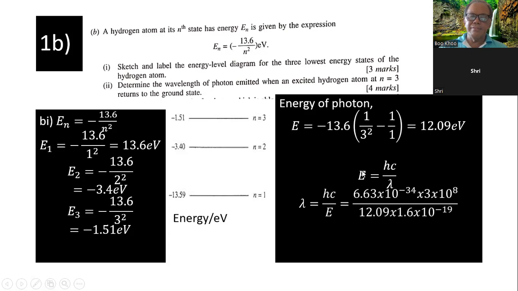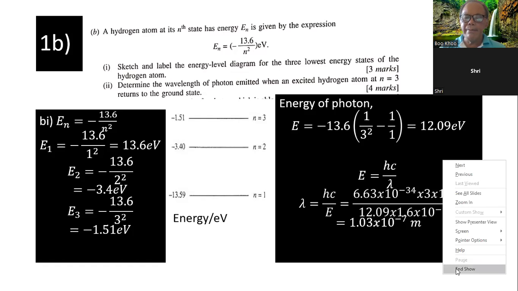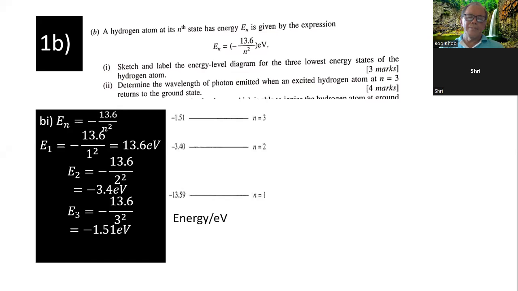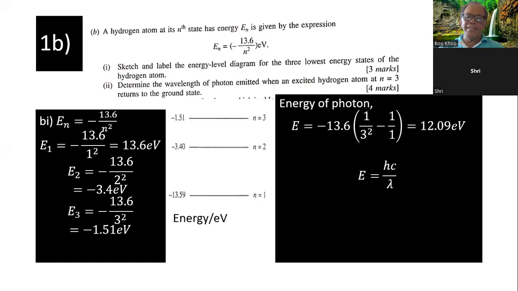Okay. Take lambda up. Sorry, take E down there. This is your h. This is your c. The energy is that one, times 1.6 to change it to joule. And calculate, the answer is in meter. Okay. Any comment or anything that is not clear? Okay, clear. Then let's carry on.